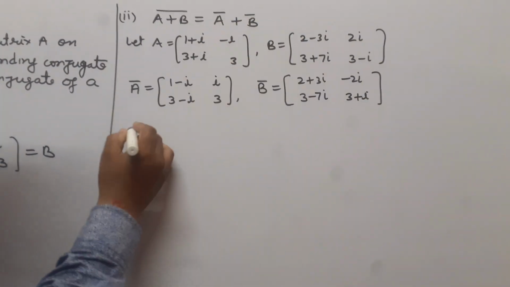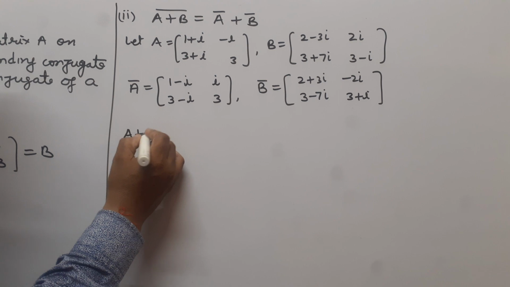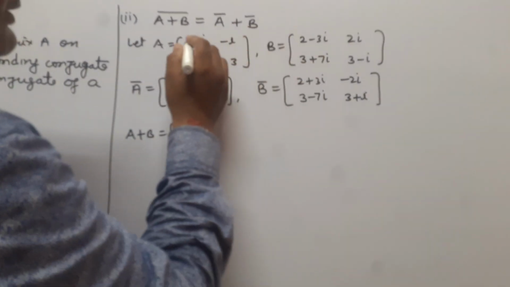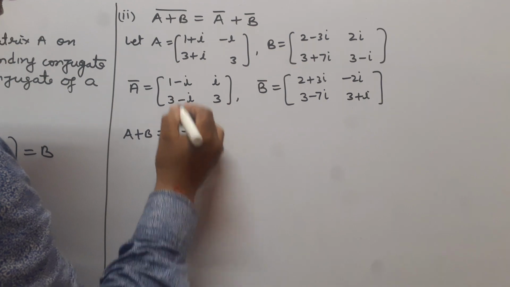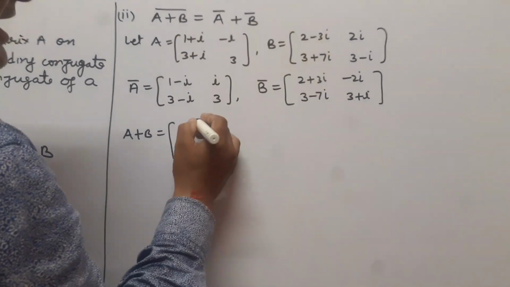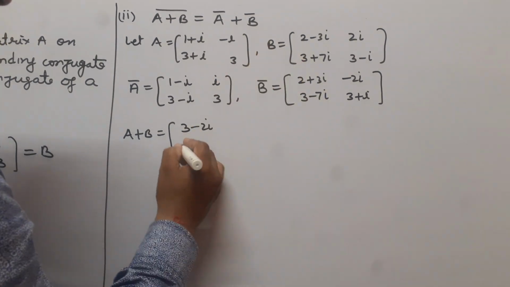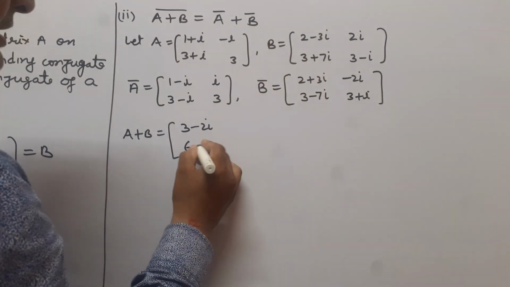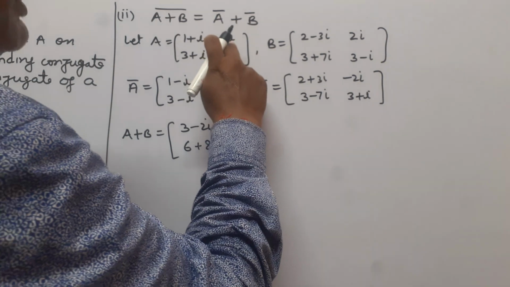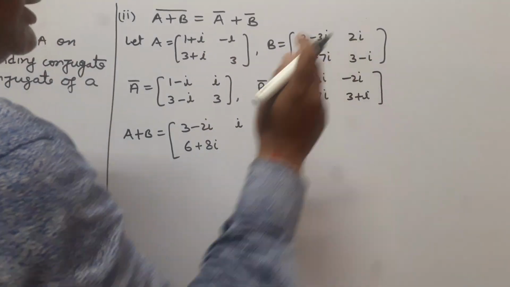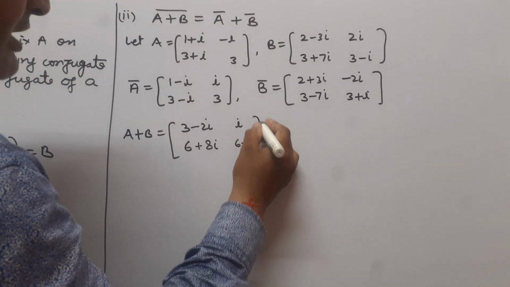Now we find A plus B. When we find A plus B, we add the corresponding elements of A and B. So we get 1 plus 2, this is 3, and i minus 3i, this is minus 2i. 3 plus 3 is 6, i plus 7i is 8i. Minus i plus 2i is i. 3 plus 3 is 6 minus i.